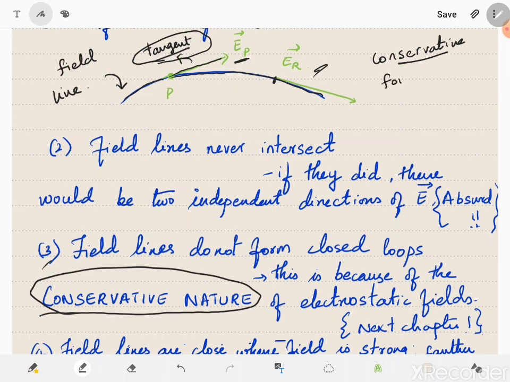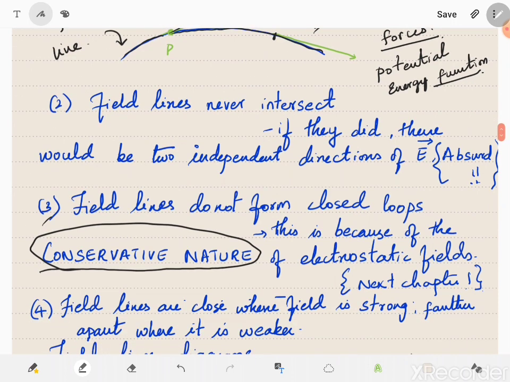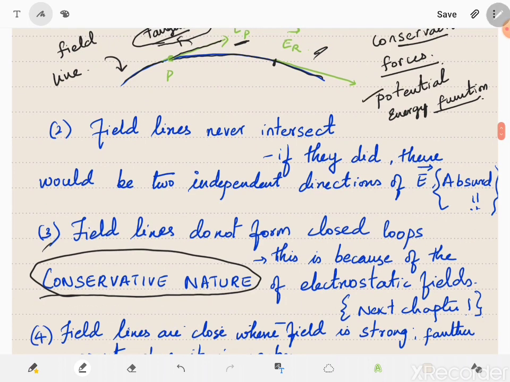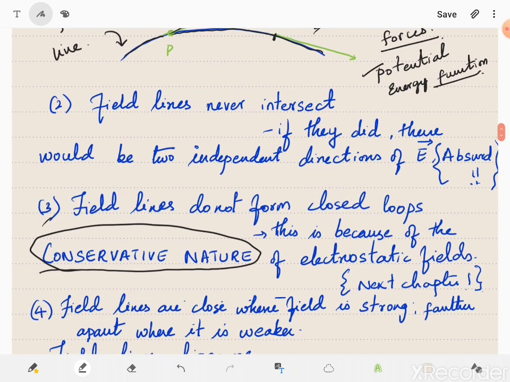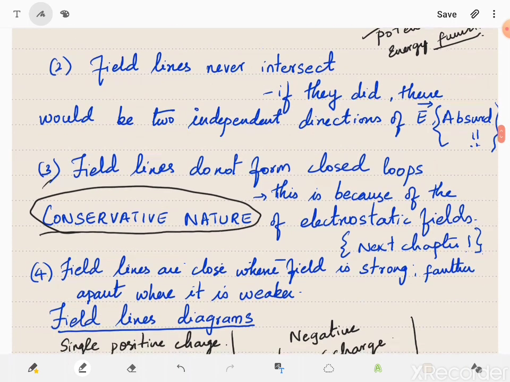Conservative forces, mathematically, one can define a potential energy function. If you have a conservative force, one can define something called a potential energy function. We'll talk about this in the next chapter. Whenever you have conservative forces, please remember that one can always define a potential energy function and a potential formulation is possible. Just like gravitational potential energy, we are going to also have a concept of electrostatic potential energy, which we will be talking about in the next chapter.